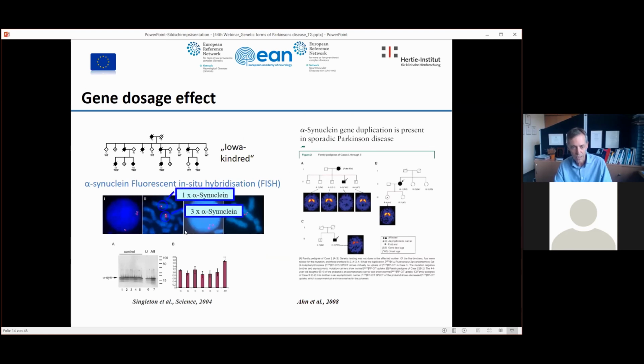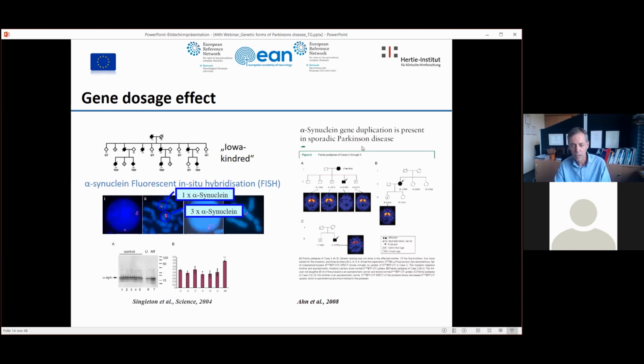You can see here that's the so-called fluorescence in situ hybridization. So it's a method to visualize the genes on the chromosomes. And you can see that on one chromosome, there is one gene, and on the other chromosome, there are 3 genes. So it's a total of a duplication of the gene dosage. Usually you have 2 genes. If you have 3 copies on one gene, you have a total of 4 copies. So it's a strong overexpression of the alpha-synuclein gene, and that also causes autosomal dominant Parkinson's disease.